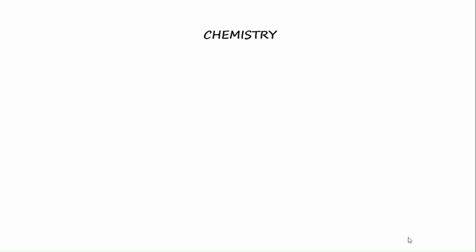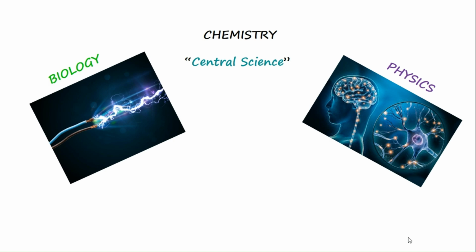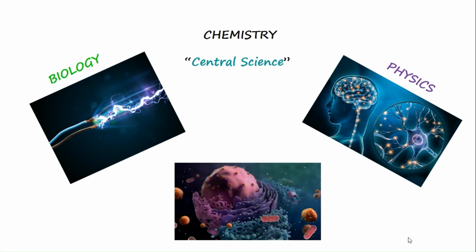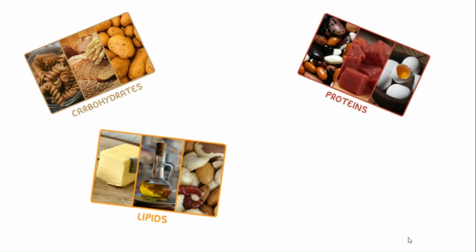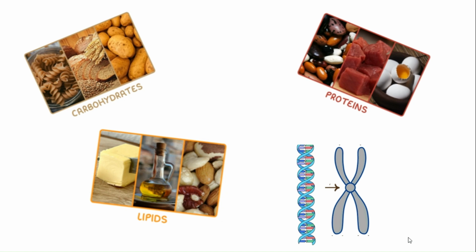It involves chemistry. Chemistry is often called the central science because it bridges the gap between biology and physics. In the context of life, it helps us understand how living organisms function at the molecular level. Let's think about ourselves. We are made up of trillions of cells, and each cell is a miniature factory carrying out countless chemical processes every second. These processes are driven by biomolecules like carbohydrates, proteins, lipids, and nucleic acids. And these molecules interact in incredibly complex ways to sustain life.